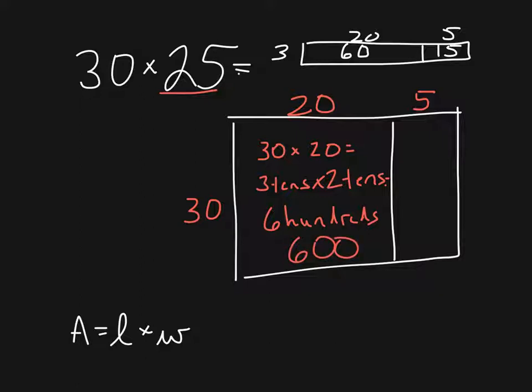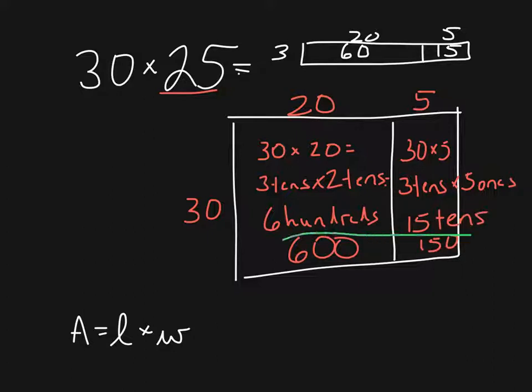The area model for this box, when we are looking at the length times the width, would be 30 times 5. So 3 tens times 5 ones is 15 tens, or we can also write that as 150. When we add these two amounts together, 600 plus 150, we end up with 750, and that is the answer to our problem, 30 times 25. And we use the area model to help us get partial products, or part of the final product.